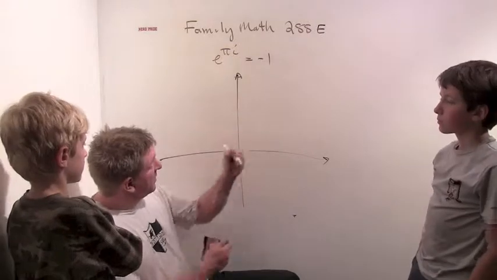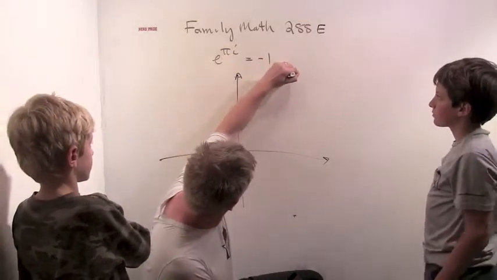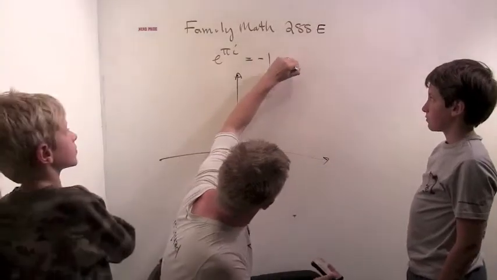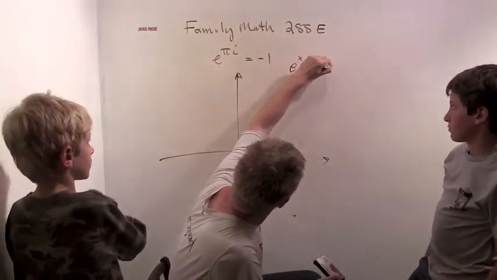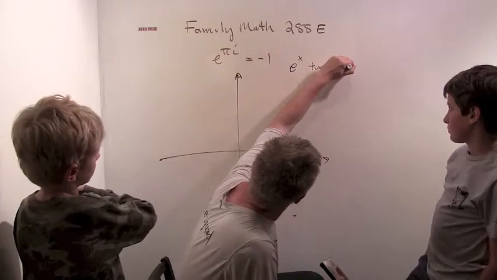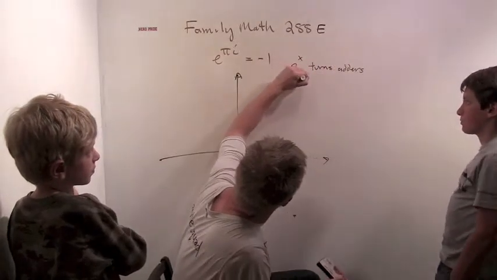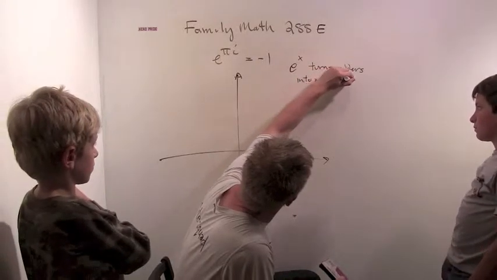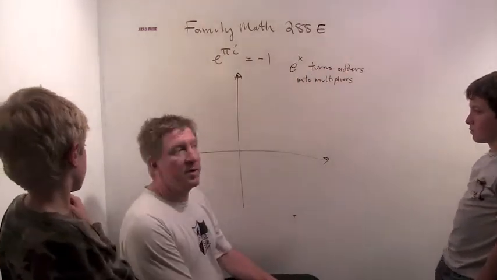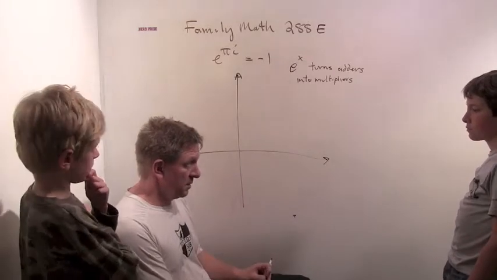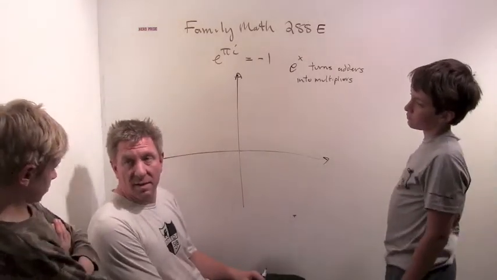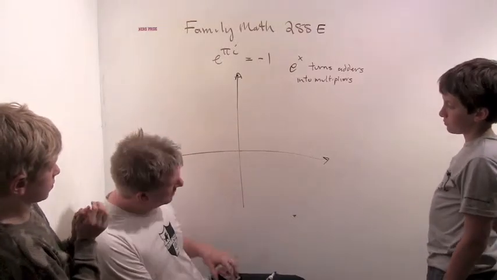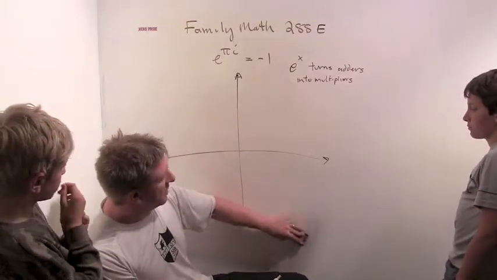Okay, e to the x. E to the x turns adders into multipliers. That's still a very hard thing to understand. So, let's see if we can make any sense out of that.